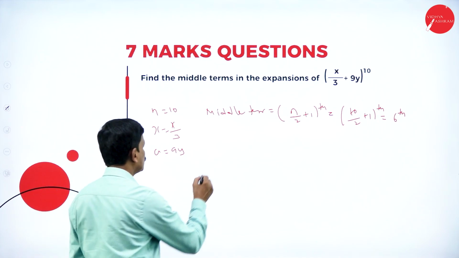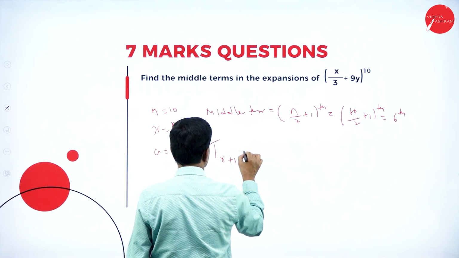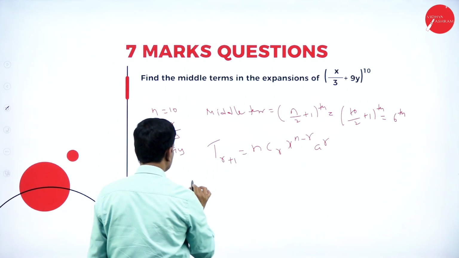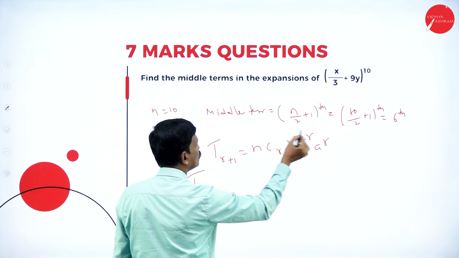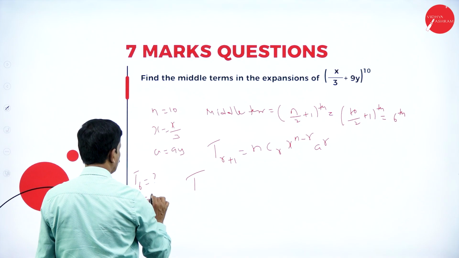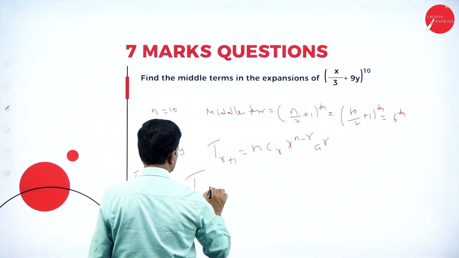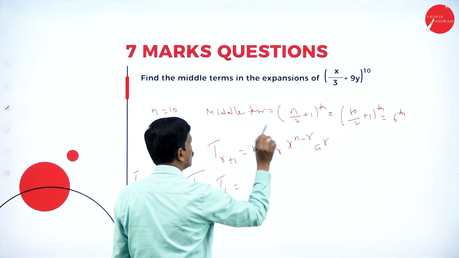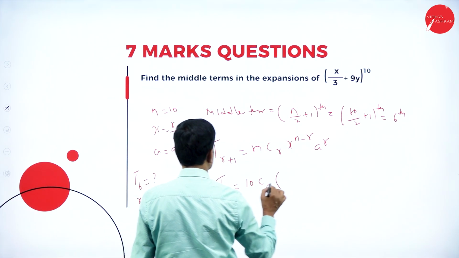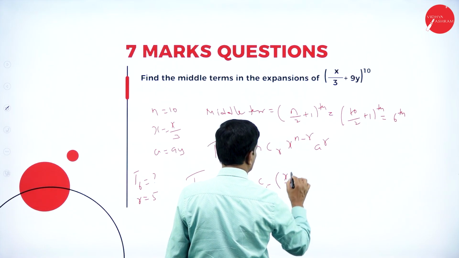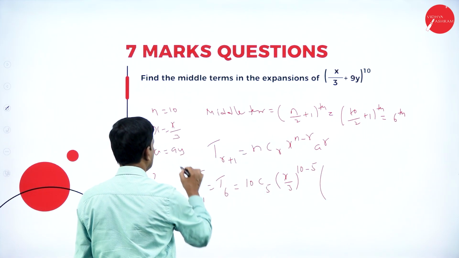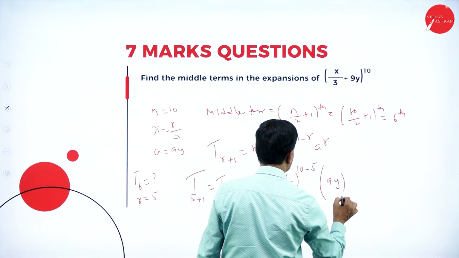Now what is the nth term? The general formula is T(r plus 1) is equal to nCr x to the power of n minus r a raised to r. So to find which term? The sixth term. For T6, put r is equal to 5. So T(5 plus 1), that is T6, is equal to nCr, what is n? 10C5, x is nothing but x by 3 whole to the power of 10 minus what is r? 5, into a. a is 9y whole to the power of r.